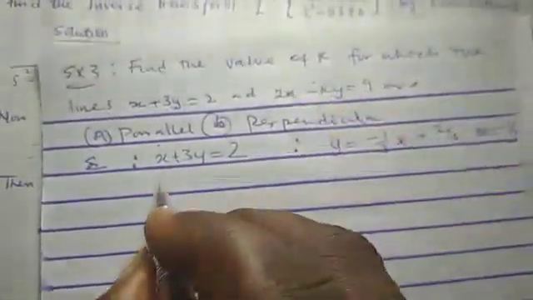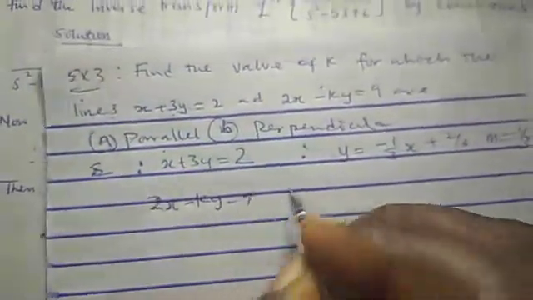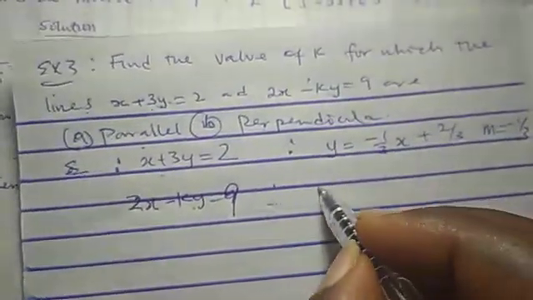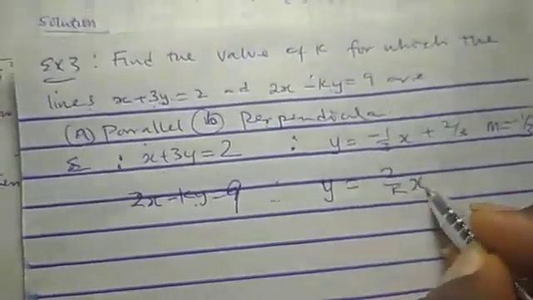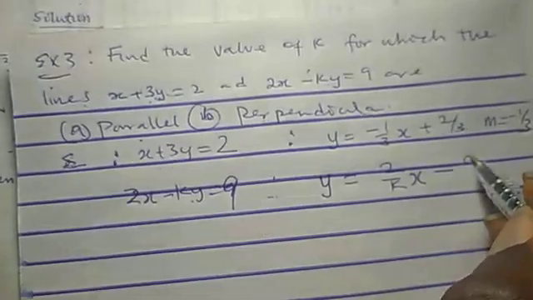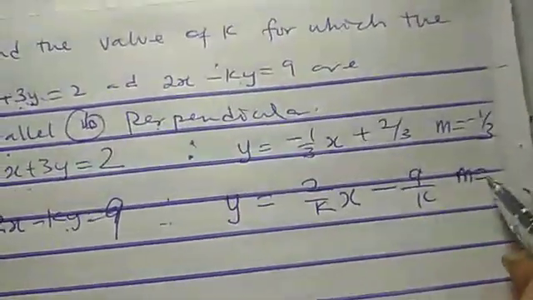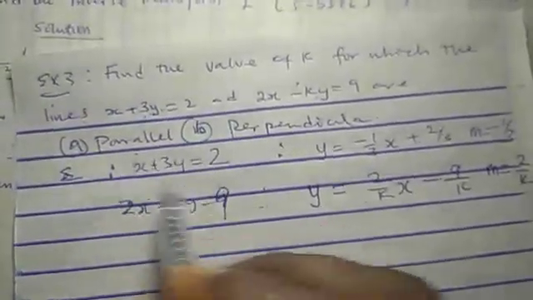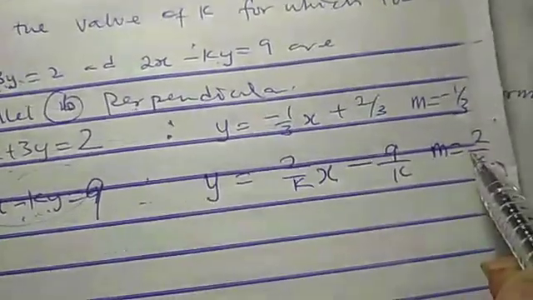Also, for the second one, 2x minus ky is equal to 9. If you make y the subject here, then y should be equal to 2 over k x minus 9 over k. In that case, my m is equal to 2 over k. So I have known the value of the gradient here and the value of the gradient. The gradient here is minus 1 over 3, and this one is 2 over k.